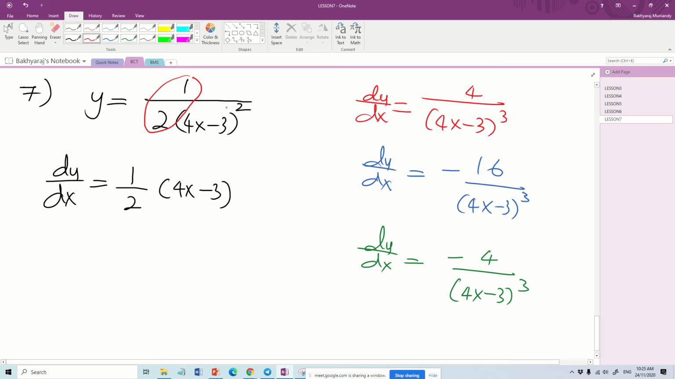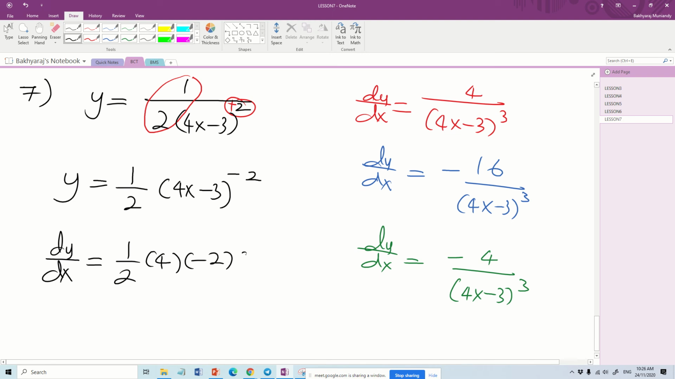Okay, since ini ialah positive power, then I need to make it as a negative power. So tukar jadi negative 2 dah. There you see, this time I get negative 2. So bila dia negatif 2, ini bukan dy dx, ini kita transform dulu, modify dia. So ini still 1. Okay, next proceed for the dy dx. So what is my dy dx? Dy dx equal 1/2 times 4 times negative 2 times by 4x minus 3 power of negative 2 minus 1.